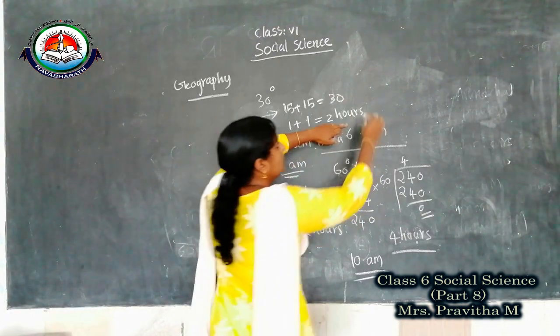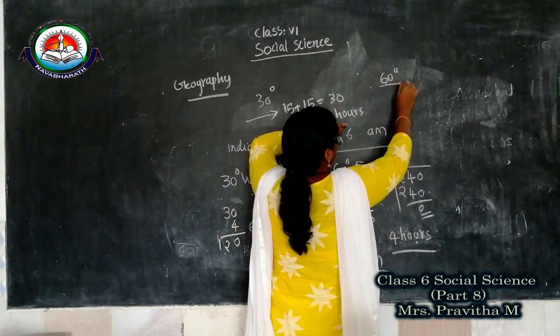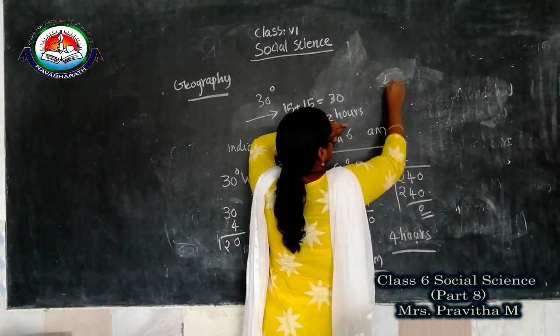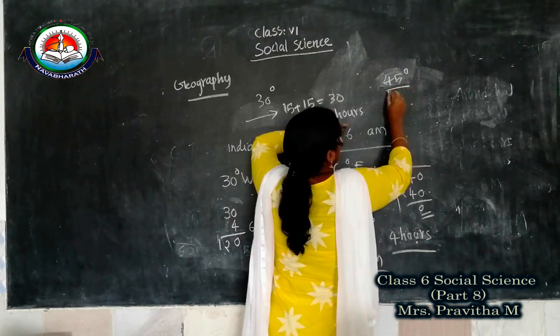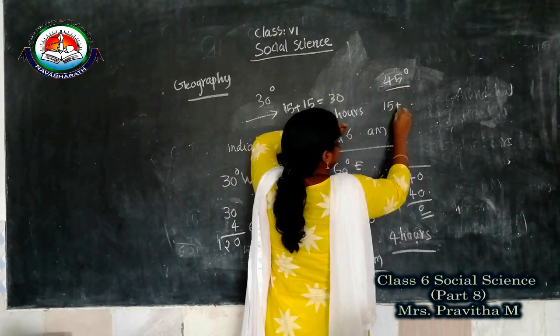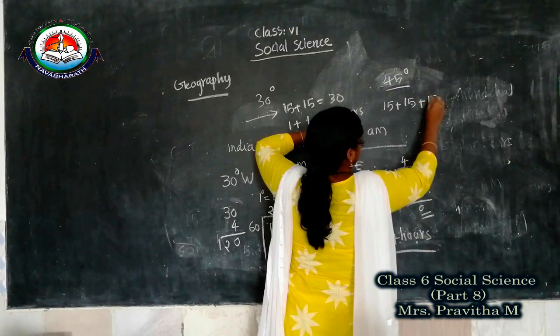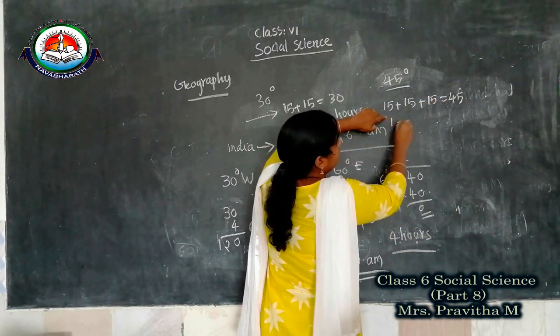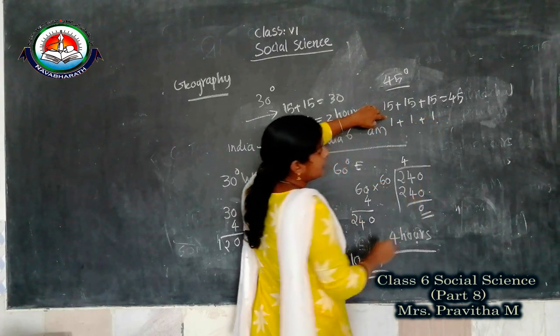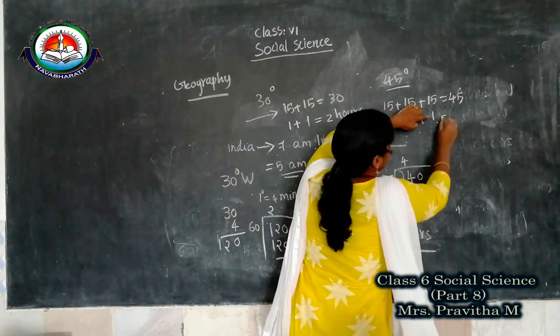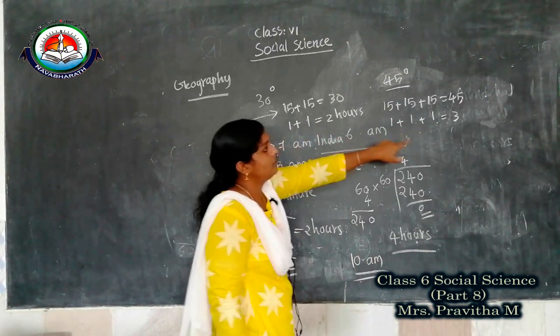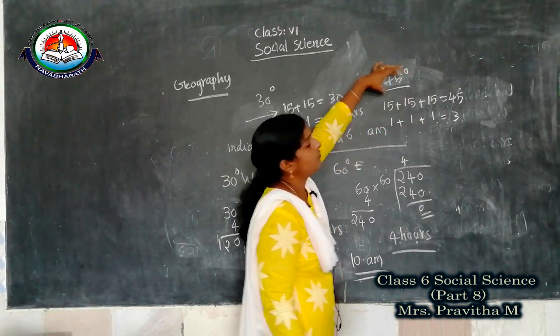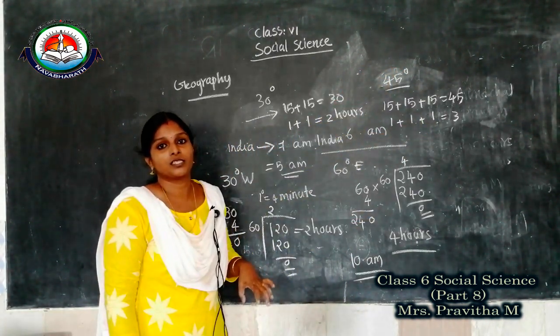Then 60 degrees, that also we can look at. Okay, let's change to another: 45 degrees. How many 15s will be there? 15 plus 15 plus 15 equal to 45. Each 15 equals 1 hour. How many 15s are there? 1, 2, 3. So what will be the time? 3 hours. 3 hours will be there in between 45 degree longitudes.